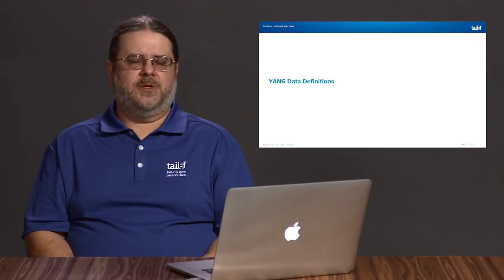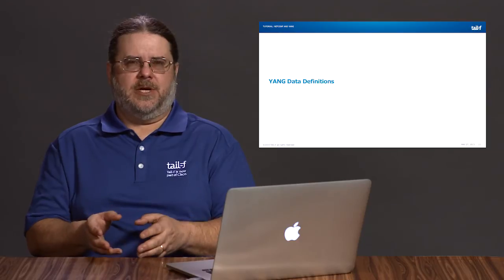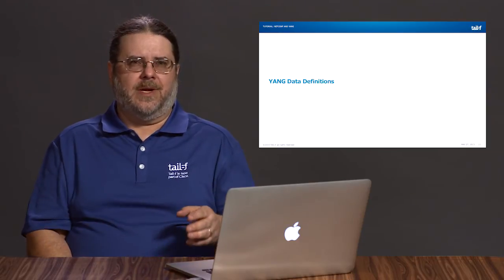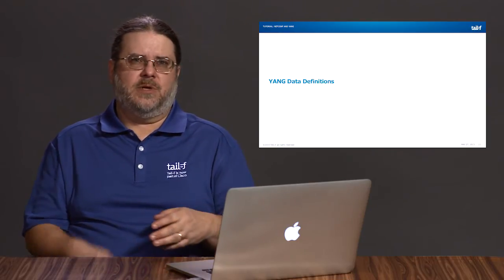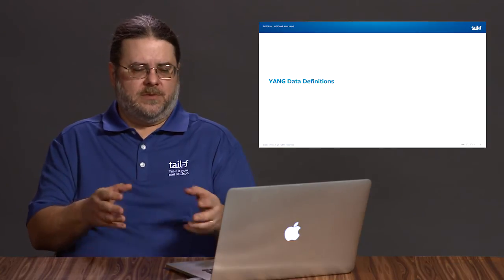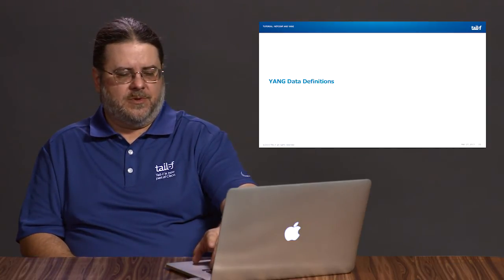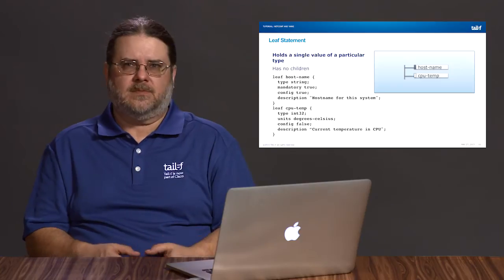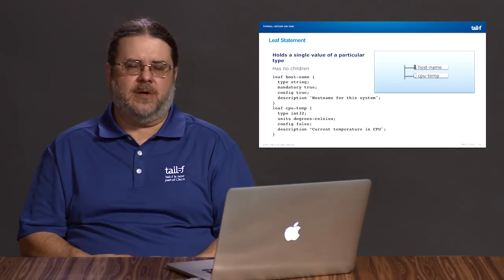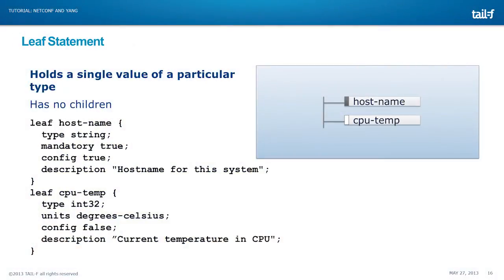So we finished looking at basic Yang types. Let's look more now at the Yang data definitions that will use these types, where we'll define and organize our actual hierarchy of data. So first, we have the leaf statement. A leaf holds a single value of a particular type. We've seen a couple uses of leaf already as we were talking about types, but here we see the formal definition of leaf.